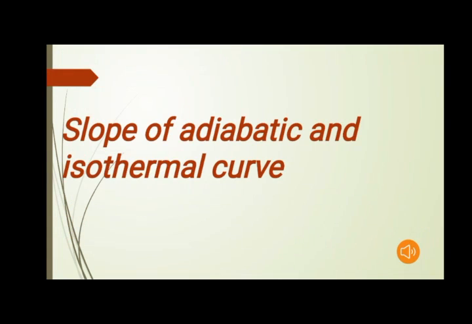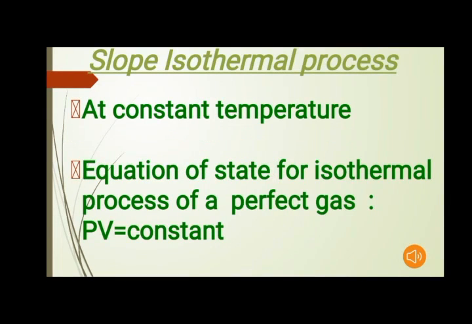Next, moving on to the topic, the slopes of adiabatic and isothermal curves. Slope of an isothermal process. An isothermal process is a process that occurs at constant temperature, and the equation of state of an isothermal process for a perfect gas is given by PV equal to a constant. Here P is the pressure and V is the volume.